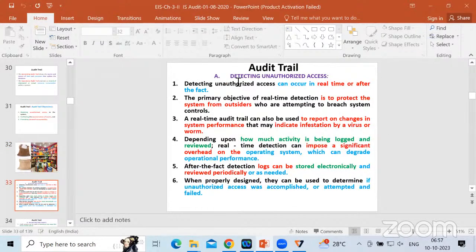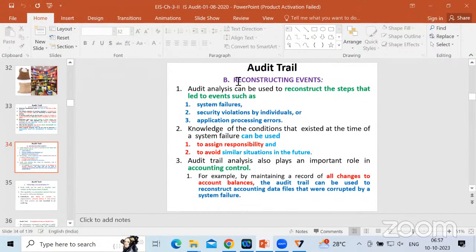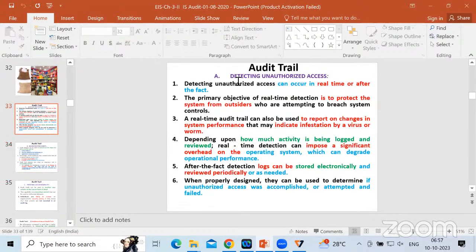So the first point is detecting unauthorized access. The second one is reconstruction of events. The third one is personal accountability. You see this one by one.